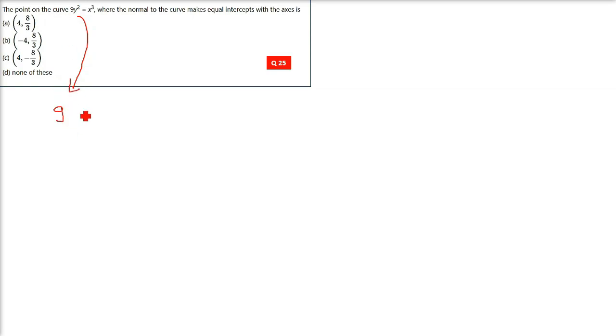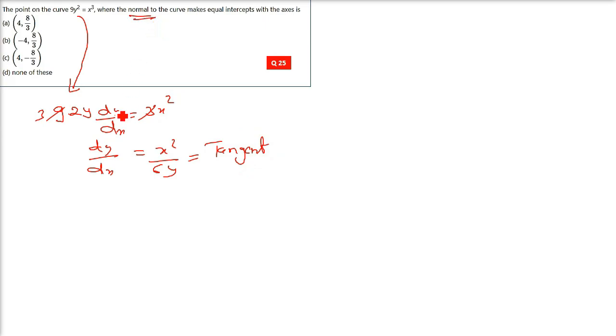Otherwise it may be difficult for some people. So we have y squared equals x cubed, and I'm differentiating it. 2y dy by dx equals 3x square. So dy by dx is 3x square divided by 2y. This is the slope of the tangent.